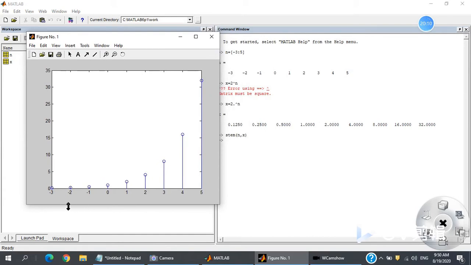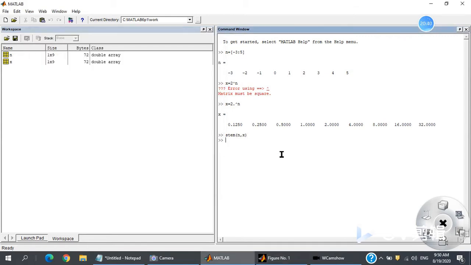You see, this axis is n, so I put n here, and it runs from -3 to 5. The x values are between 0 and, depending on the range, 16, 32 is here, the largest value is 32, right? So this is a power of 2.